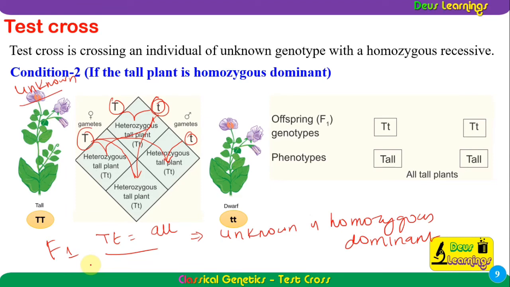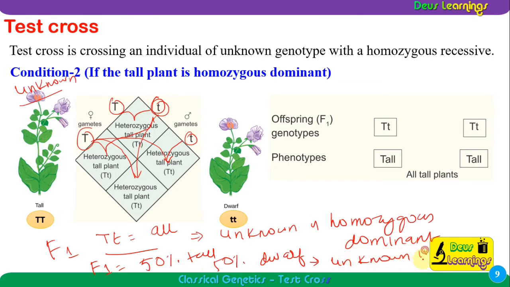And if the F1 generation is 50% tall and 50% dwarf, then what's then? Then the unknown is heterozygous dominant. Clear? I hope so, you're clear.